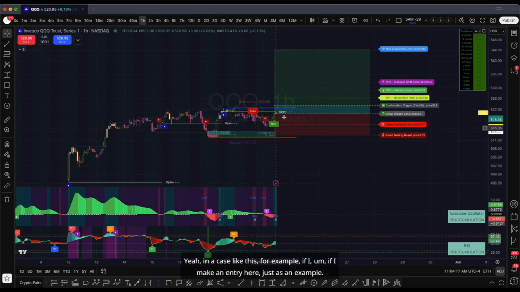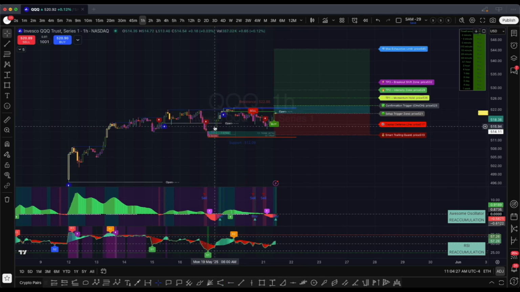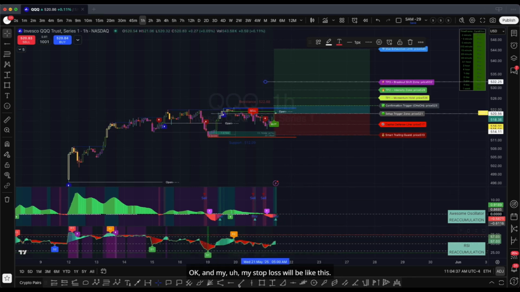Yeah, in a case like this, for example, if I make an entry here, just as an example, in this case, I make an entry here. Okay, for example, if I make an entry here, then my take profit, I will manage it here. Okay, and my stop loss will be like this.